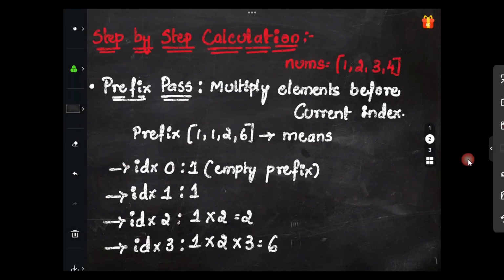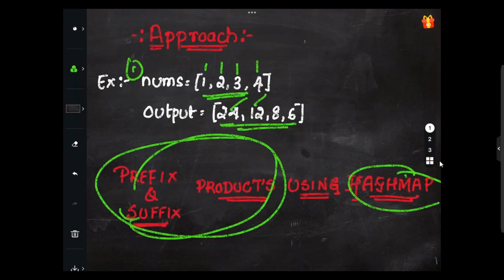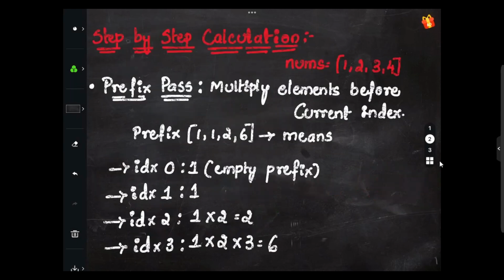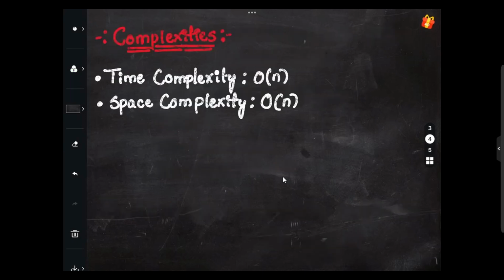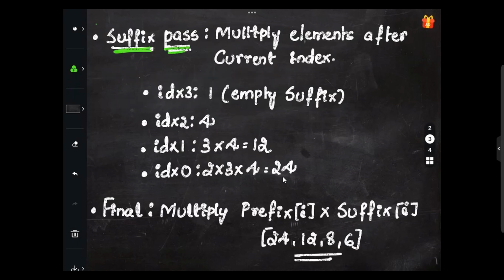Now, the first thing we have to do here is a step-by-step calculation. Let's see how we got the output 24, 12, 8, and 6. So let me come here. First we are going with a prefix pass. Next we'll be going with the suffix pass. First we'll be going with the prefix pass and then the suffix pass, and then we multiply both of them.